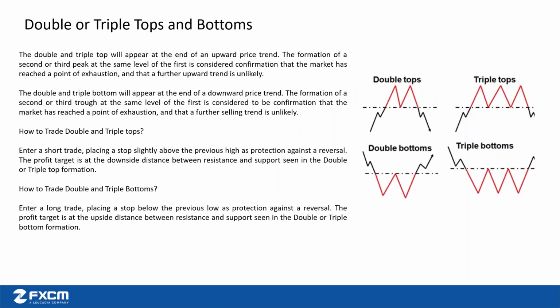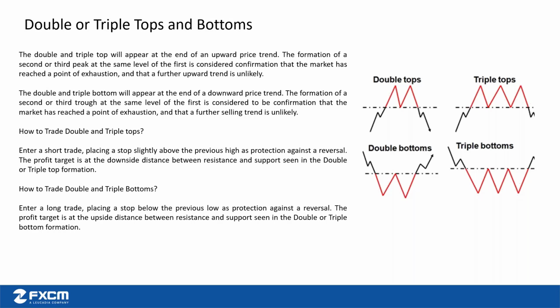Double or triple tops and bottoms. The double and triple top will appear at the end of an upward price trend. The formation of a second or third peak at the same level of the first is considered confirmation that the market has reached a point of exhaustion and that a further upward trend is unlikely.